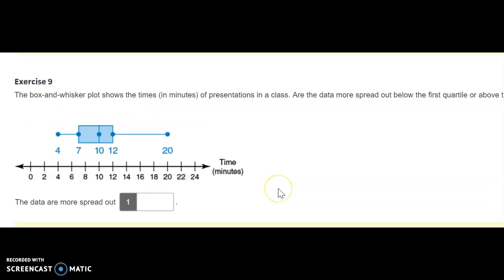The box and whisker plot shows the distances in feet of the discus throws at a track and field meet. What fraction of the distances are greater than 58? Your answer is 1/4. This is the distance, this is the spread. They want to know, is it spread out more in the whisker over here, or over here? You can see this is a much longer line, so it's spread out more in the third quartile.